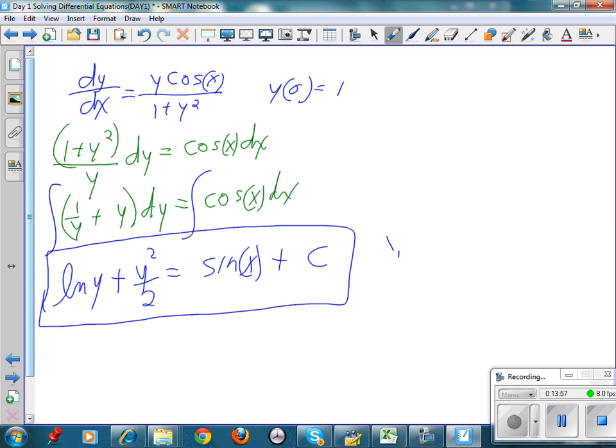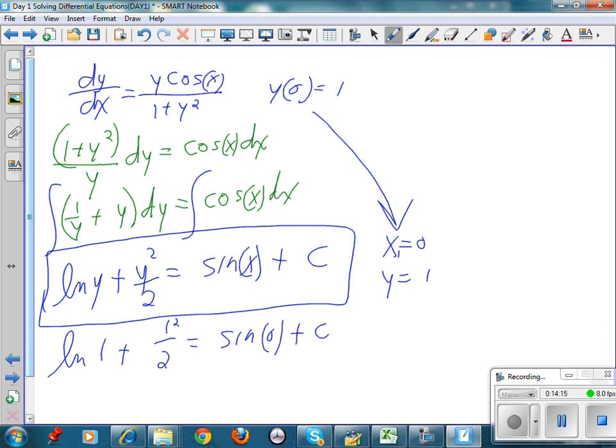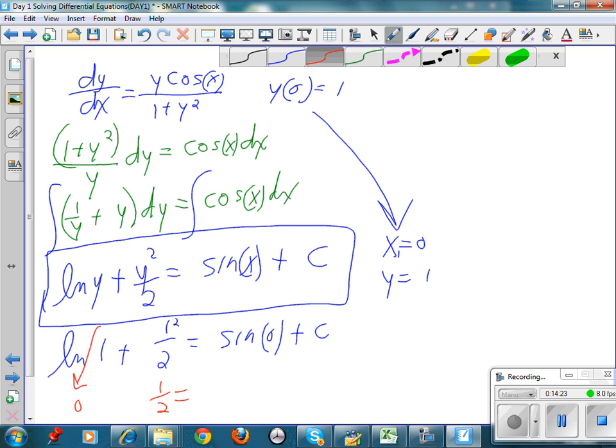But I have been told when x equals 0, y equals 1. That's what this tells me. And we're going to plug that in. Well, so the ln of 1 plus 1 squared over 2 is equal to the sine of 0 plus c. Okay, well this is equal to 0. This is equal to 1/2. It's equal to sine of 0, which is 0, plus c. So c is equal to 1/2 then, right? From this equation here.